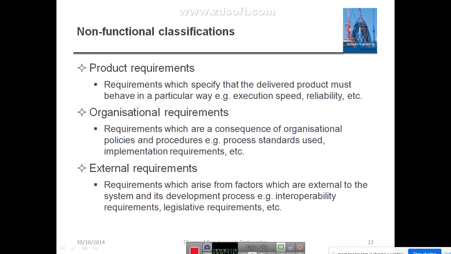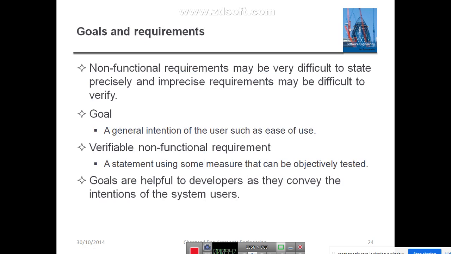Whenever you are going to deliver the product, the product requirements need to specify how the product is going to behave in a particular way, right? Organizational requirements need to meet the organizational policies and procedures, right? External requirements are the factors coming from outside of the system, that is, those external to the system. With an example we have seen all three types of requirements.